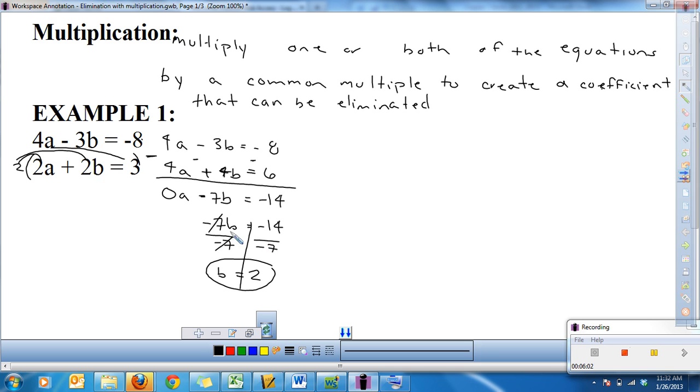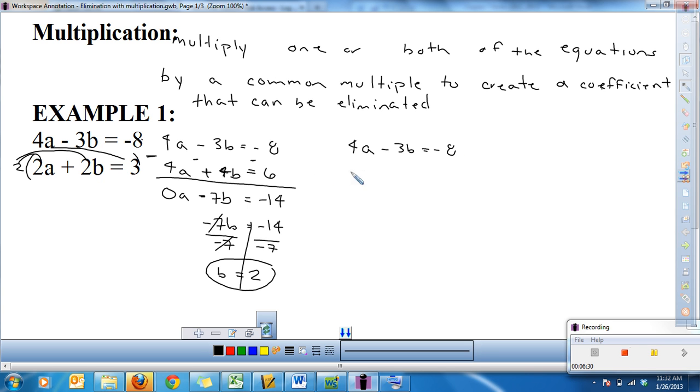When you go back to solve the system, I would use one of the original equations. If you happen to make a mistake here, it'll show up when you check your answers. So use one of the original equations to solve for a. You can use either one, it does not matter. I'm just going to use the first one. So I have 4a minus 3b equals negative 8.